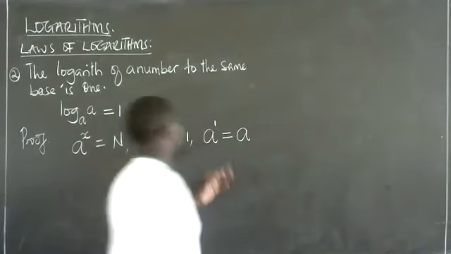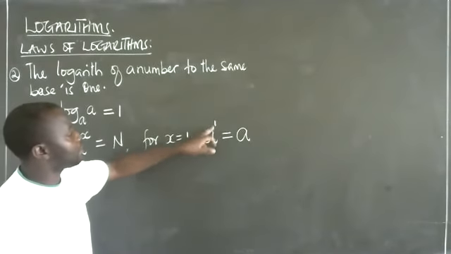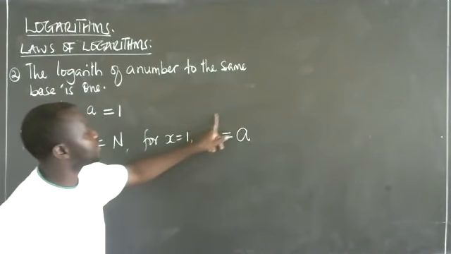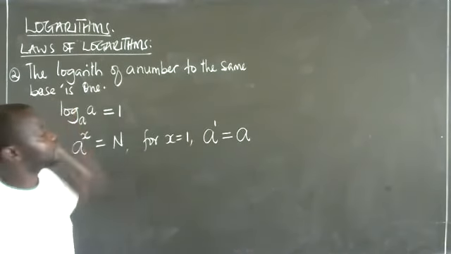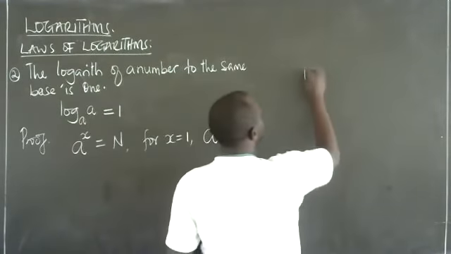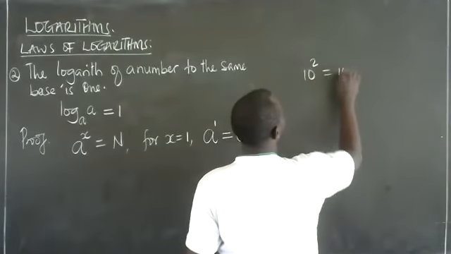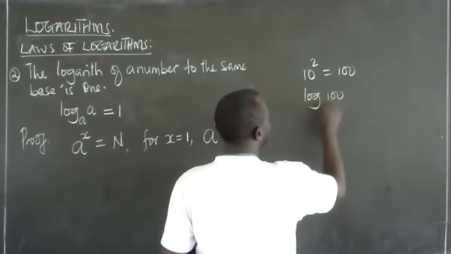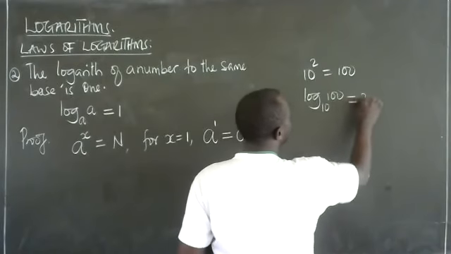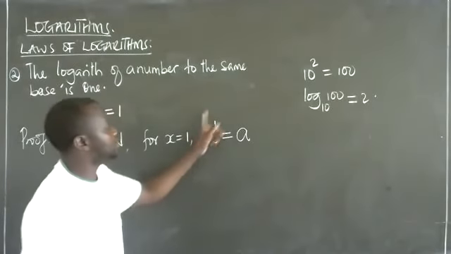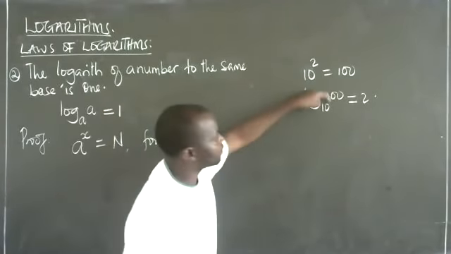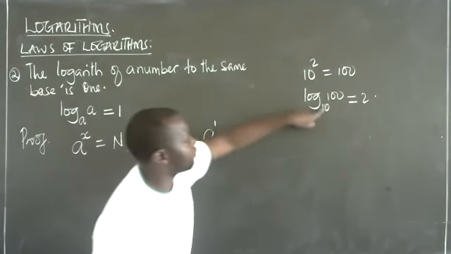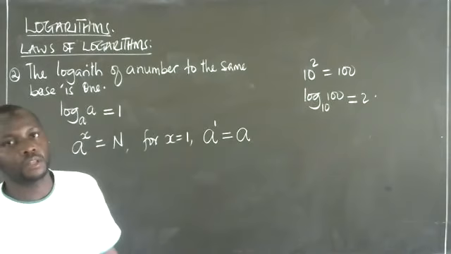So we have agreed that any number to the power 1 remains that number. Now, can we write this number in the format we wrote earlier, where we said, for example, 10 power 2 is 100, and we ended up saying it means the logarithm of 100 to base 10 is 2? We express this one in this format. It is already in this format. Can we therefore write it in terms of logarithms?